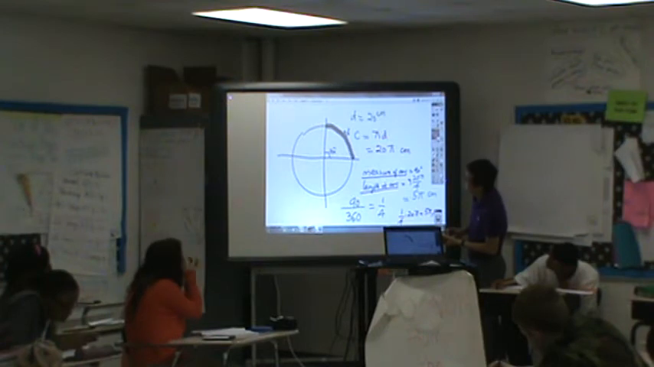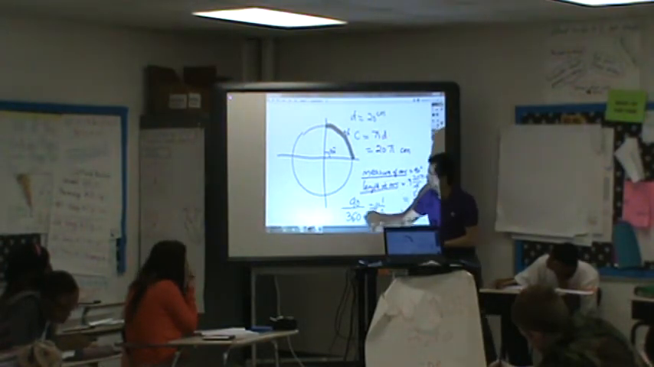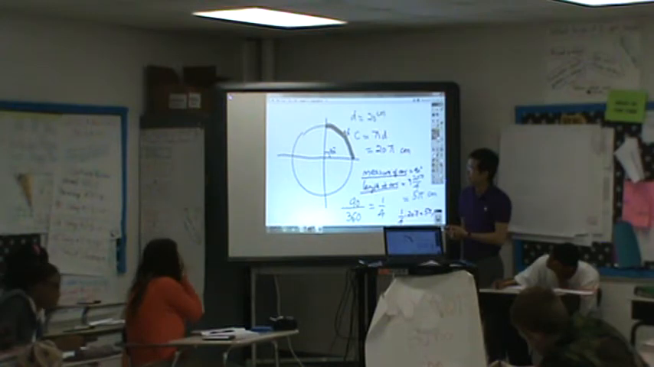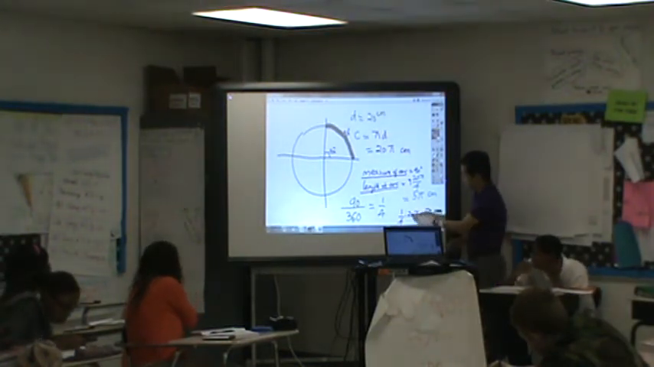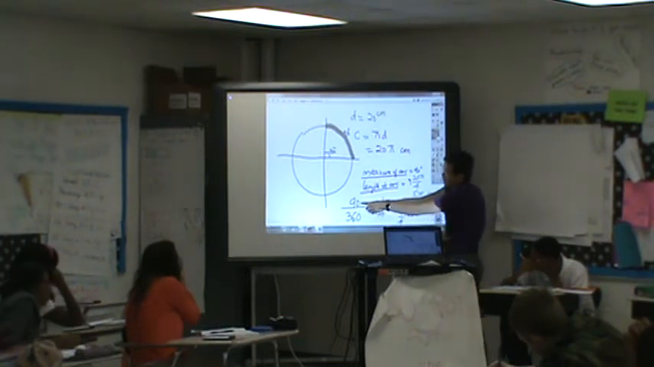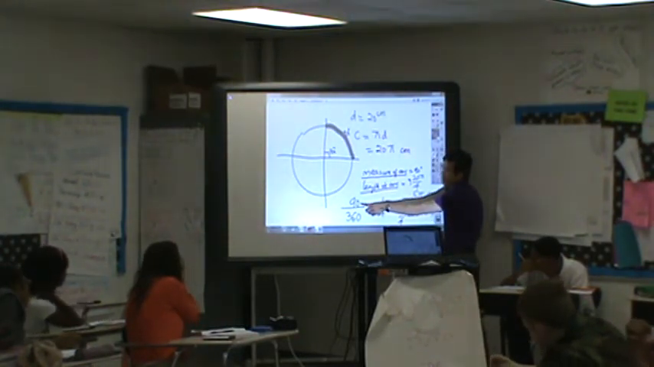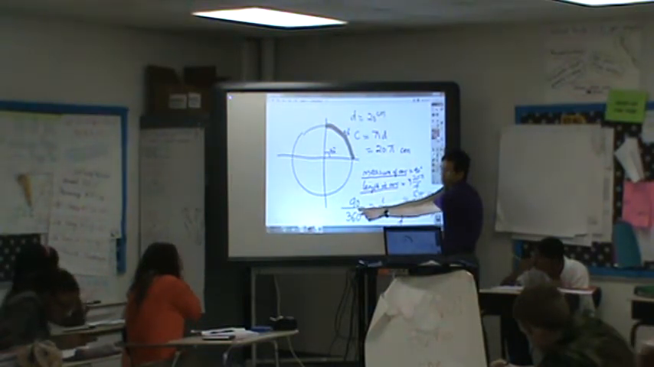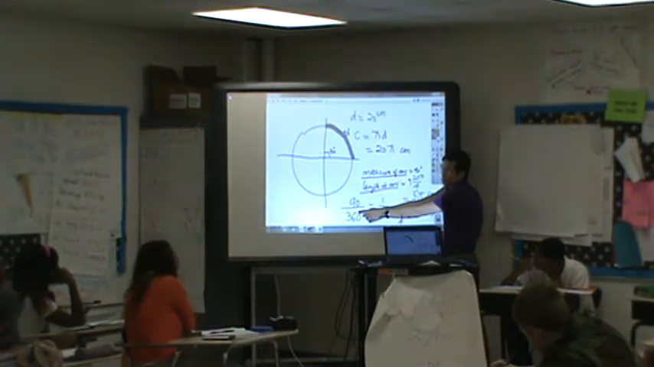Can someone come up with a general rule for how to find the arc length? Check the circumference. Okay, the circumference is here. Multiply it or divide it by the parts, the ratio of the circle. The angle, the arc measure, or the angle measurement divided by the whole circle, right? Yes?